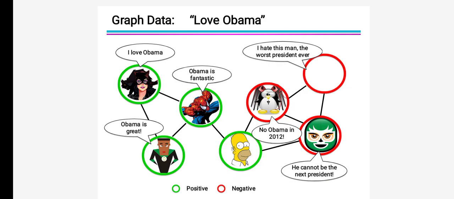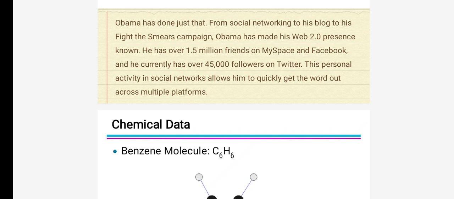Now here is a short example of graph data, about Obama. The green round circles represent the positive and the red round circles represent the negative. Here is a short description of this example: Obama has done just that. From social networking to his blog to his Fight the Smears campaign, Obama has made his Web 2.0 presence known. He has over 1.5 million friends on MySpace and Facebook, and currently over 45,000 followers on Twitter. This personal activity in social networks allows him to quickly get the word out across multiple platforms.